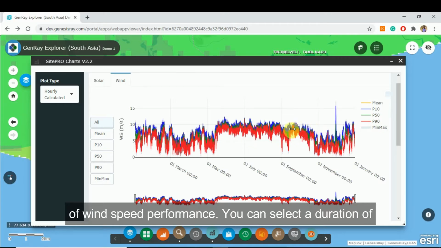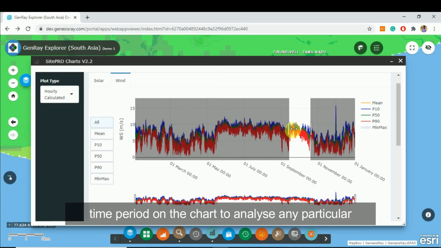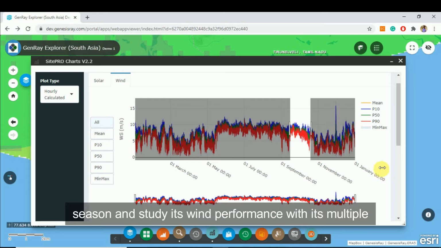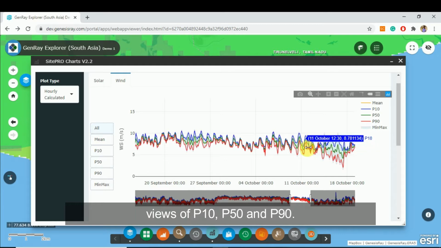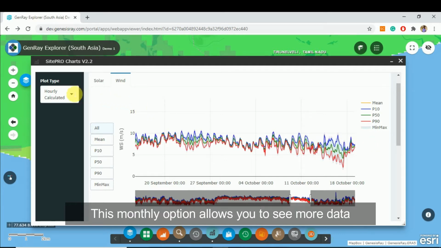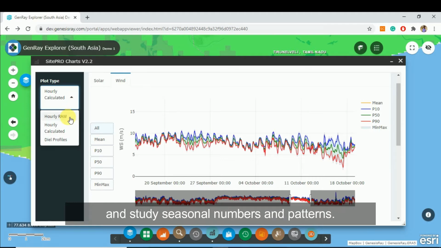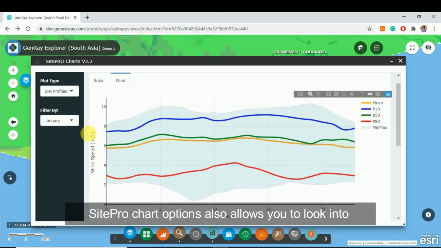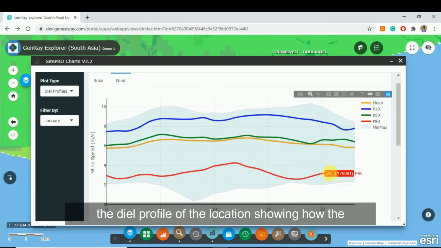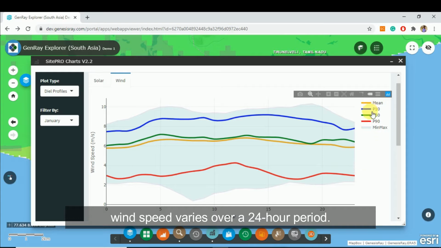You can select a duration of time period on the chart to analyze any particular season, and study its wind performance with its multiple views of P10, P50 and P90. These monthly options allow you to see more data and study seasonal numbers and patterns. SitePro chart options also allow you to look into the diurnal profile of a location, showing how the wind speed varies over a 24-hour period.